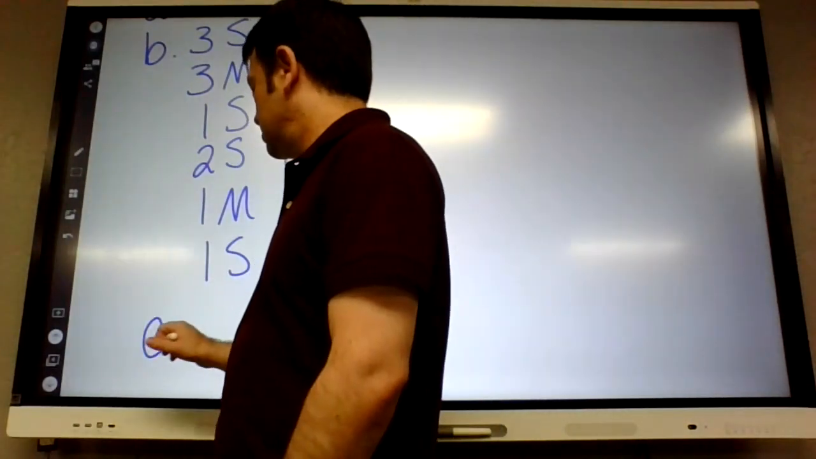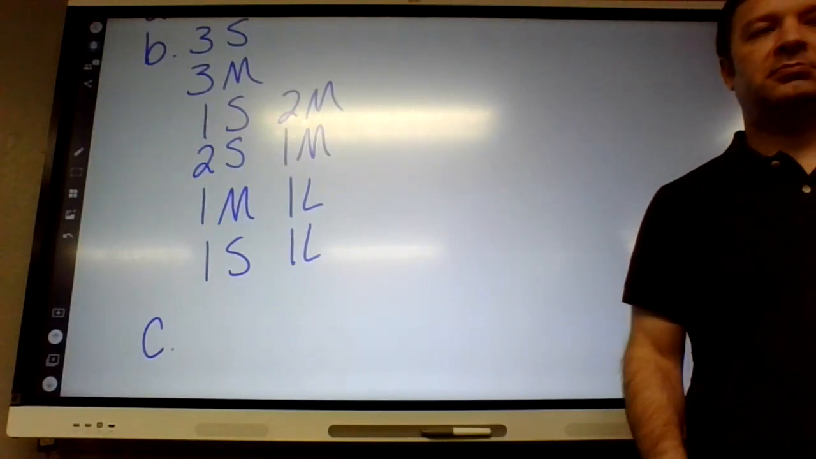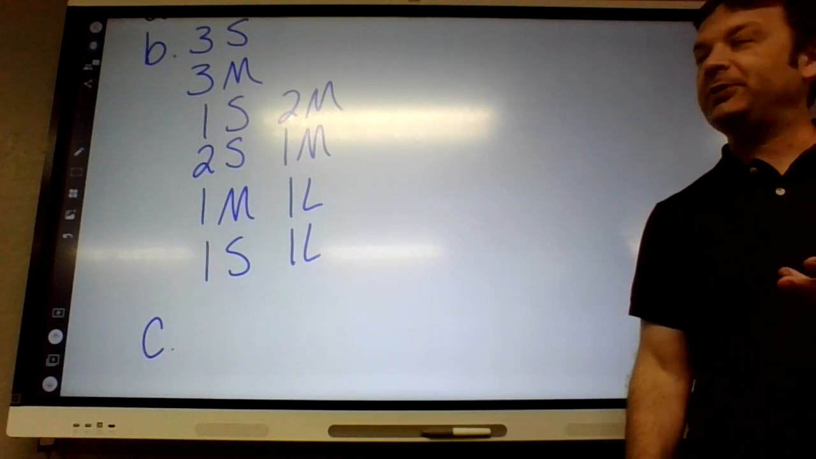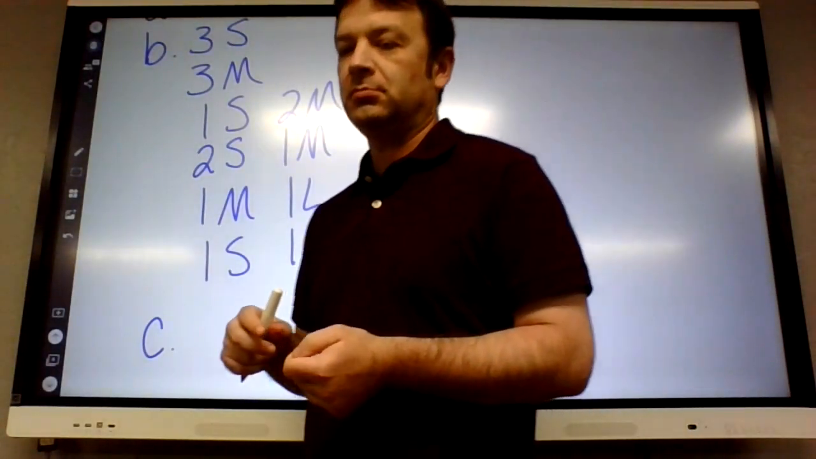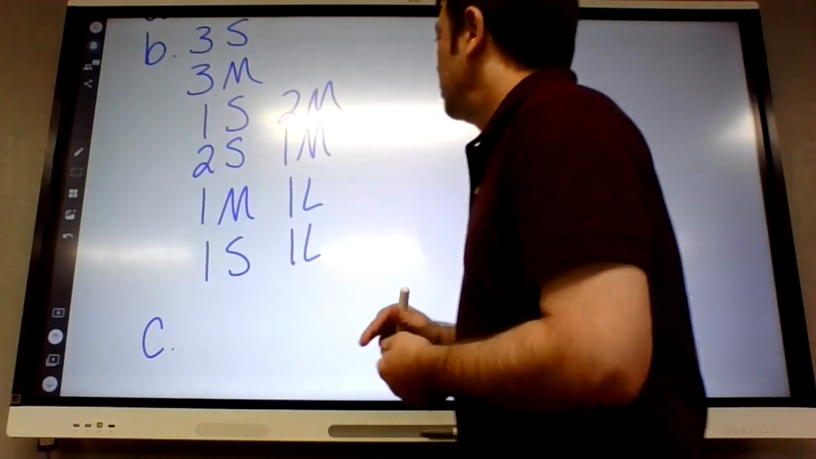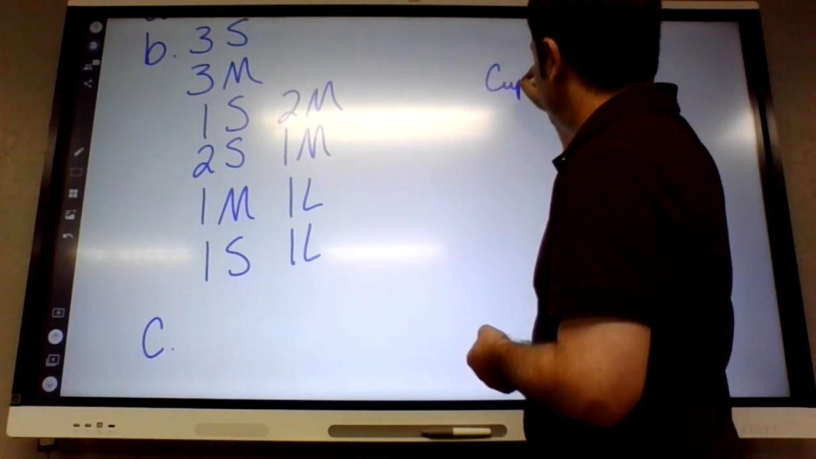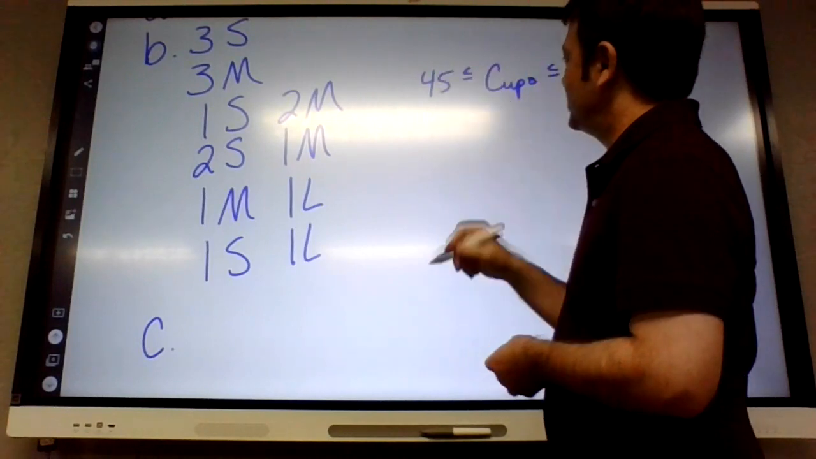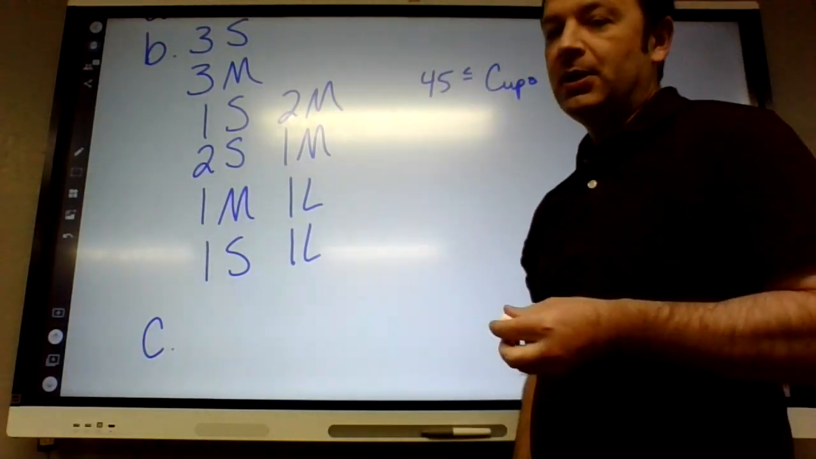Wait, so the 3 smalls and 3 mediums? You could buy 3 small bags. That would be enough. You could buy 3 medium bags. That'd be enough. 3 mediums. Because we need basically between 45 and 60 cups. That's the different ways you can do it.